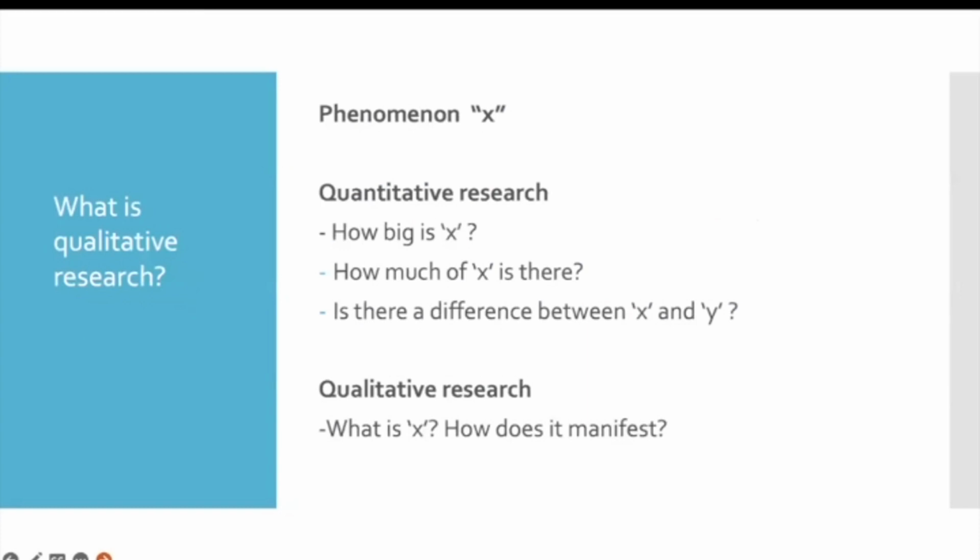So to make it simple, let's take a phenomenon, we will name it X, right? In quantitative research, we usually measure how big X is or how many X's there are, right? Or maybe is there a significant difference between X and Y? But in qualitative research, we would focus on what X really means. How does it manifest? And so on.